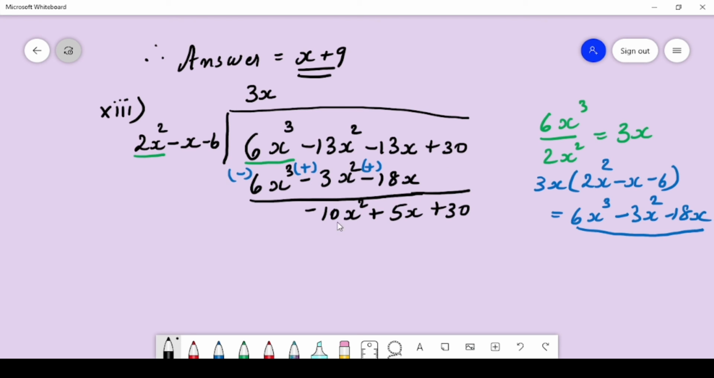Now repeat the same process here, which is the first term in the dividend. Now this is a new dividend, isn't it? So here the first term minus 10x square and the first term here is 2x square. So what we have to do? We have to divide the first term in the dividend by the first term in the divisor. So this is equal to minus 5. Okay. So we can write minus 5 in the quotient.